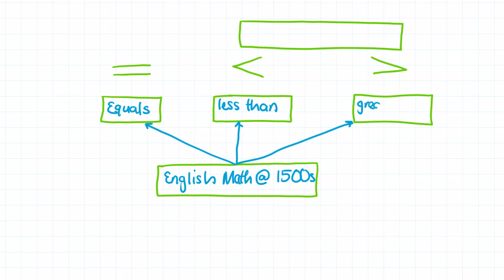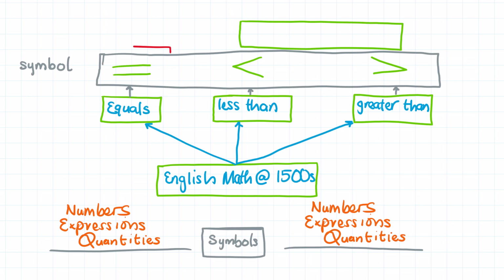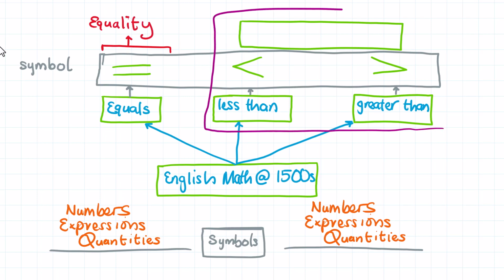Now, these signs are used to show the relationship between either numbers, expressions, or quantities. Therefore, this first symbol shows a relationship that highlights equalities. However, the other two symbols show a relationship that is known as inequalities of either numbers, expressions, or quantities.